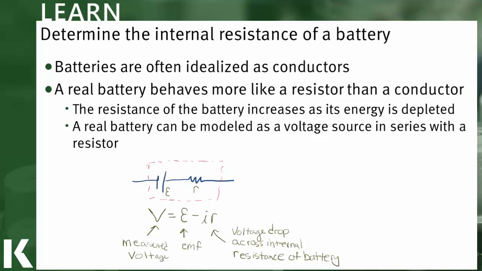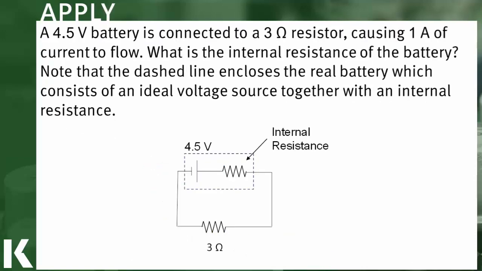Let's see an example of how you would calculate the internal resistance of a real battery. In this problem, we've got a 4.5 volt battery connected to a 3 ohm resistor, causing 1 amp of current to flow. And we're asked to find the internal resistance of the battery.